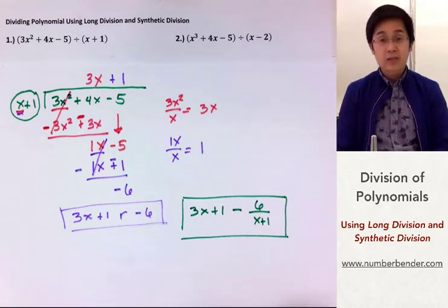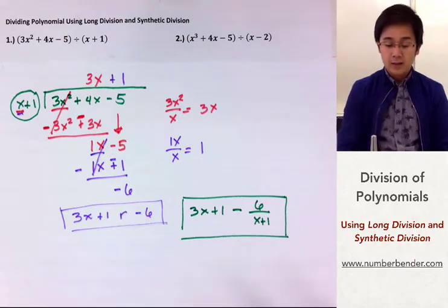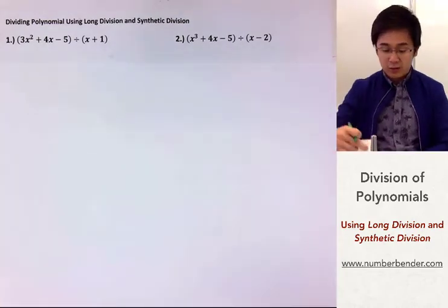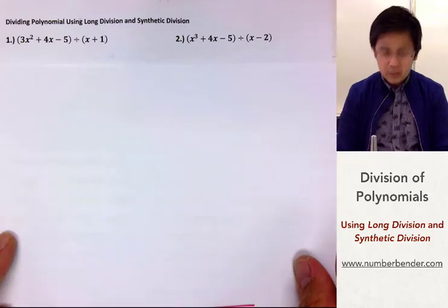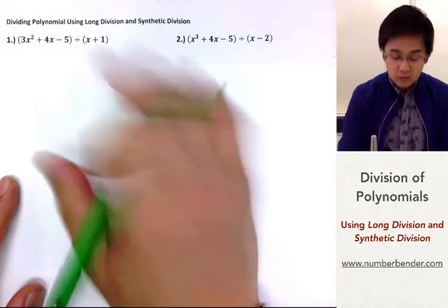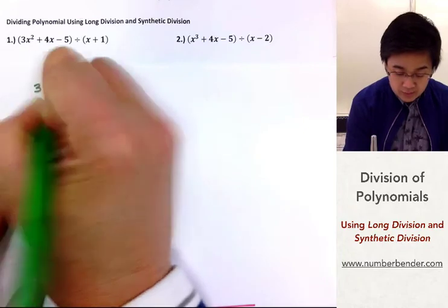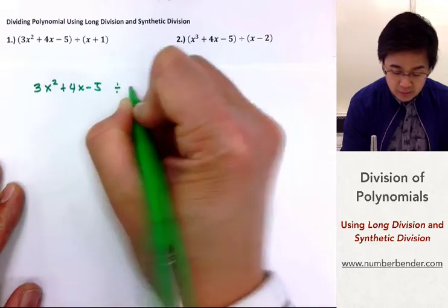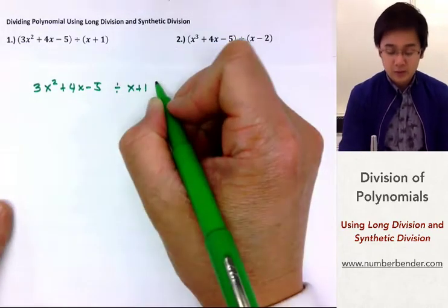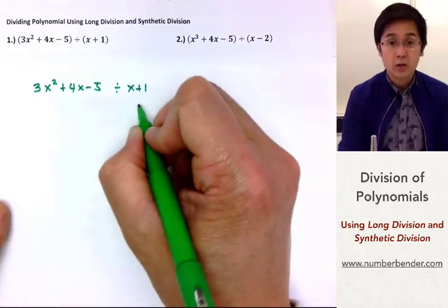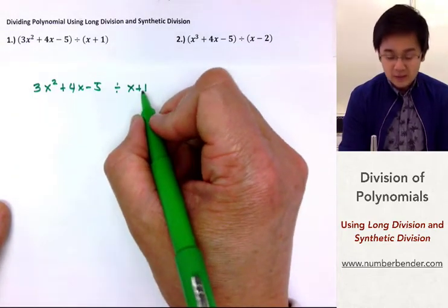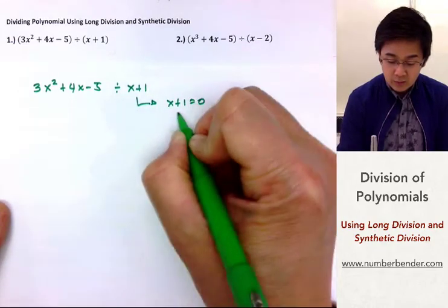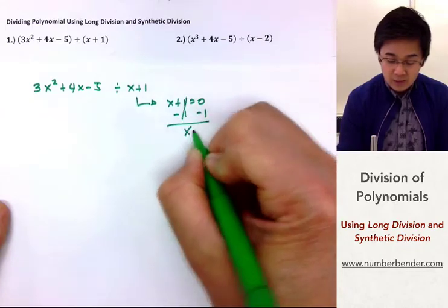Now, how are we going to use synthetic division in dividing the same polynomial on problem number 1? The first thing that we're going to be working on is to write out our coefficients. So let's say I have 3x squared plus 4x minus 5, and we are dividing it by x plus 1. In synthetic division, we're going to use the zero of x plus 1, so we're going to solve for x in this particular factor. So x plus 1 equals 0, minus 1. So we have x equals negative 1.